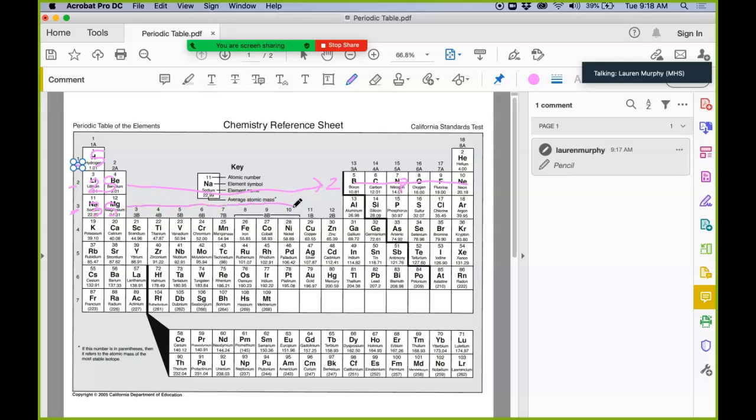Keep reading the book. What row are we on? 3. What block is this? P. Okay, what row are we on? We're on the 4th. What block is this right here? S. Right, your alkali metals and alkaline earth metals are S block elements. Okay, careful. I know we're on row 4, but what block is this and what do we call this whole row?